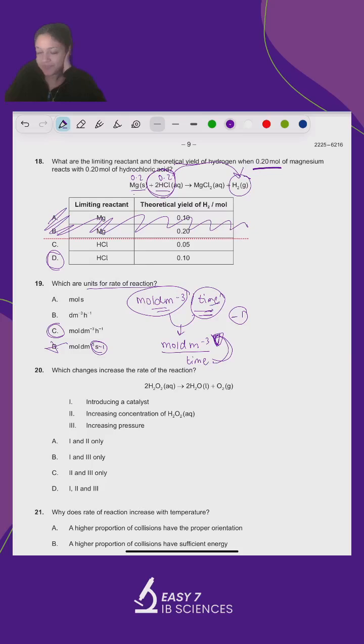But yeah. Okay, cool. So for this question, the limiting reagent is HCl. Because the limiting reagent is HCl, to apply the molar ratio to find your theoretical yield, you have to use the moles of the HCl, and the molar ratio of the HCl, not the magnesium, because the magnesium is in excess.